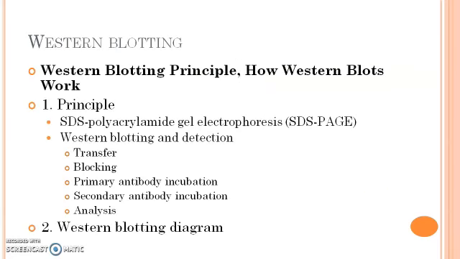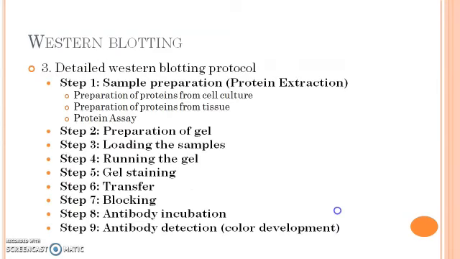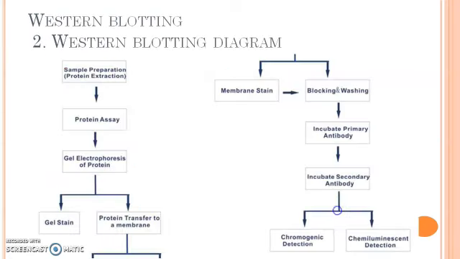So as far as Western blotting is concerned, in previous lectures we covered the principle, SDS-PAGE, Western blotting and its detection in the form of 5 different steps: transfer, blocking, primary antibody incubation, secondary antibody incubation and analysis. In this video, we will go through the Western blotting diagram and the detailed protocol associated with it. From a study point of view, we will cover the first 3 protocol steps in this video lecture and the remaining, step 4 to step 9, in the subsequent videos.